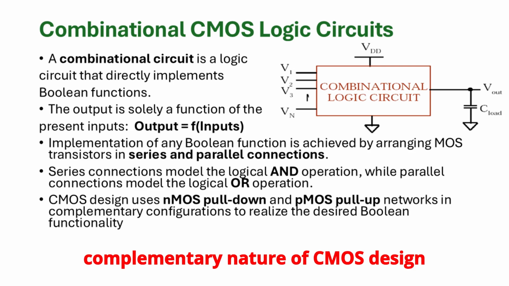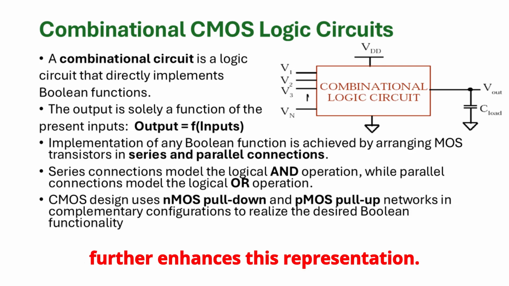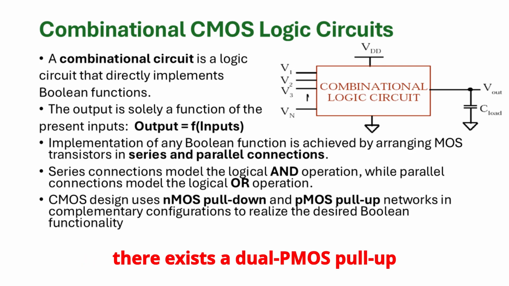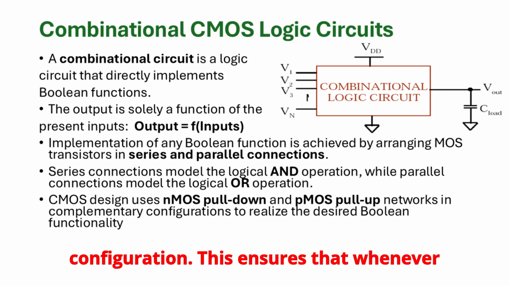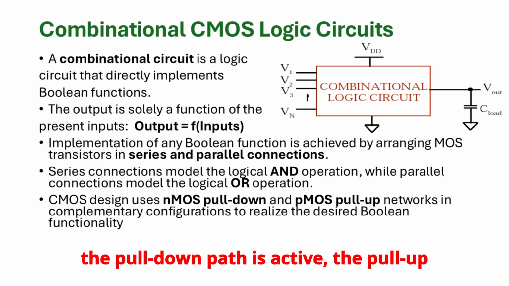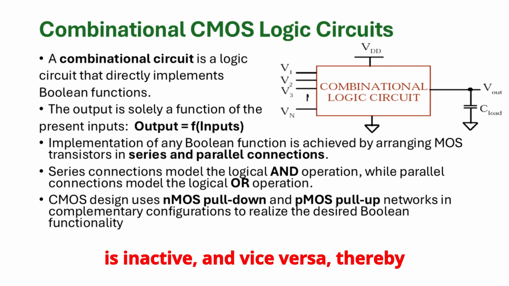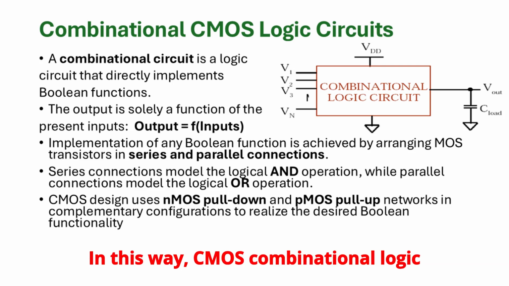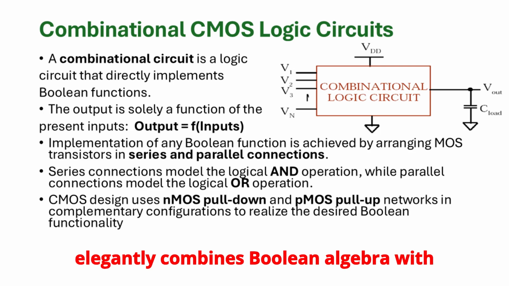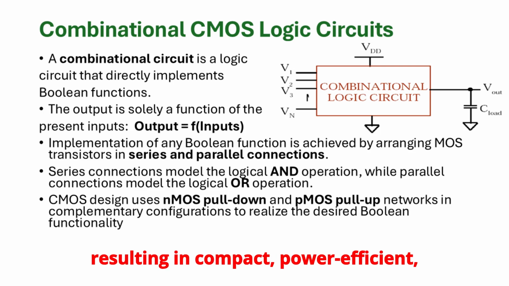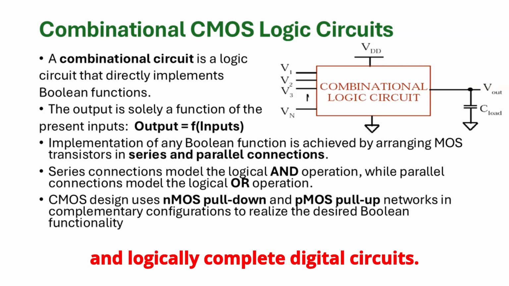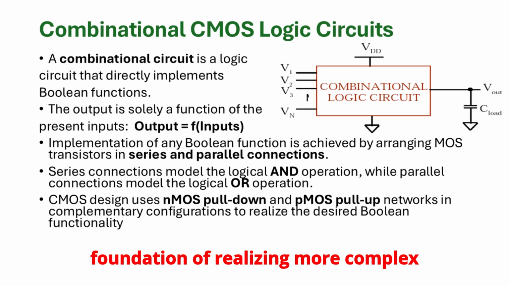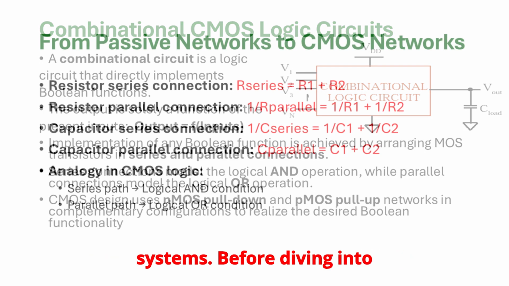The complementary nature of CMOS design further enhances this representation. For every NMOS pull-down configuration, there exists a dual PMOS pull-up configuration. This ensures that whenever the pull-down path is active, the pull-up is inactive, and vice versa, thereby guaranteeing correct logic evaluation. In this way, CMOS combinational logic elegantly combines Boolean algebra with physical transistor connectivity, resulting in compact, power-efficient, and logically complete digital circuits. This structured approach is the foundation of realizing more complex gates and eventually entire digital systems.